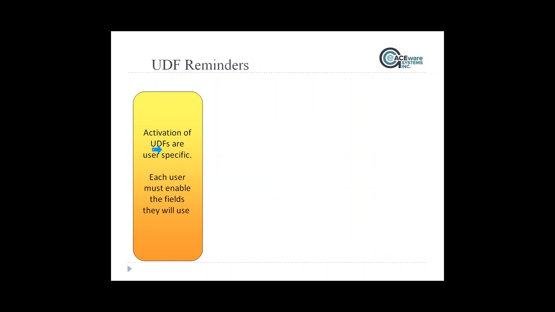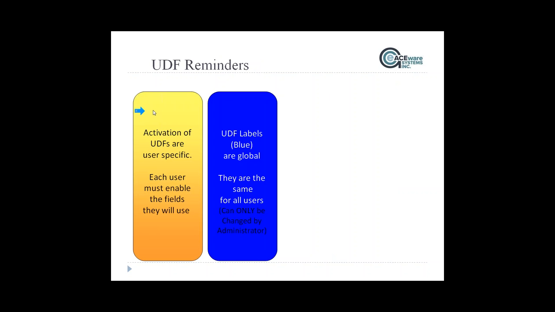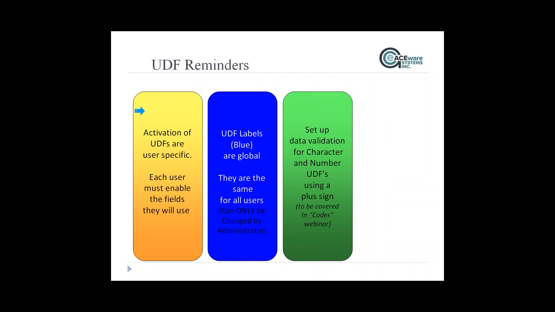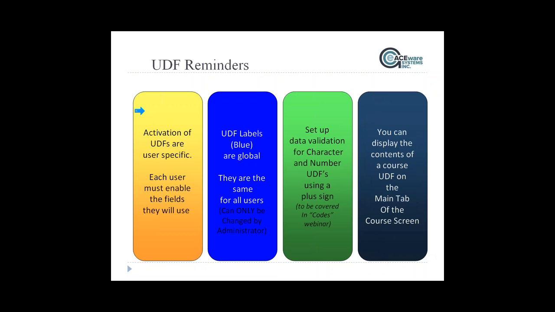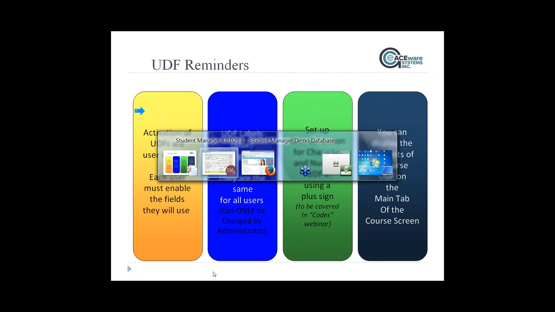A couple of general UDF notes. Again, activation of UDFs, whether they're visible or usable on your screen, can be user specific. Labels in blue are global; those are system level things. Data validation: I know that some of you have done that for a character or a number user-defined field. You can create a validation set of options for that field. And again, you can display the contents of a course UDF on the main tab of the course screen, kind of like a periscope. Let me jump to that real quickly.